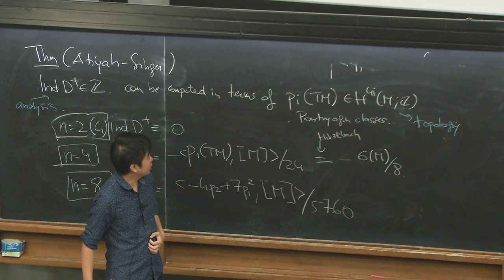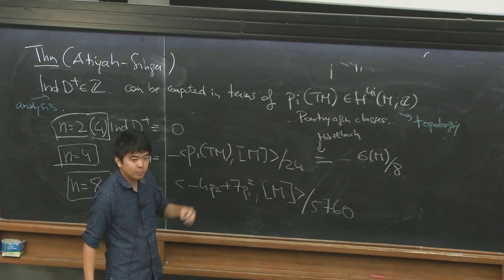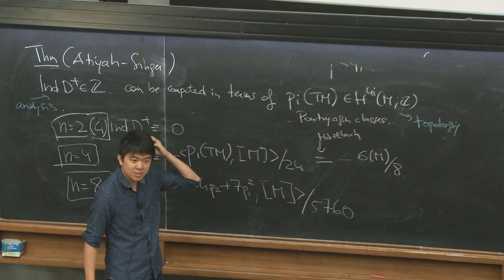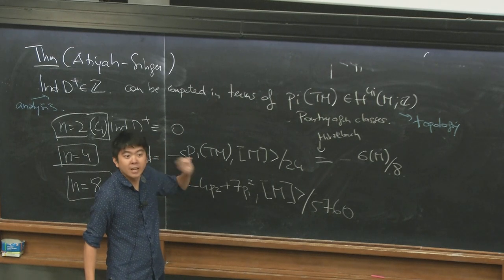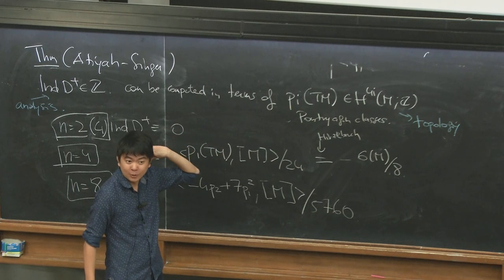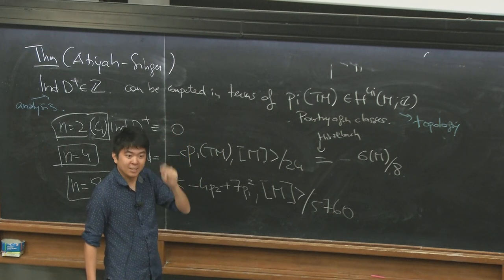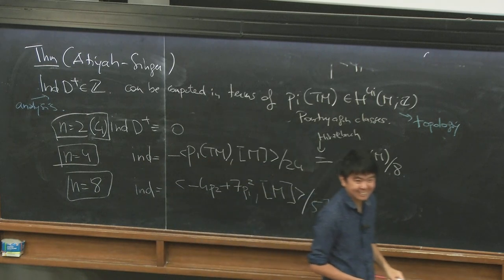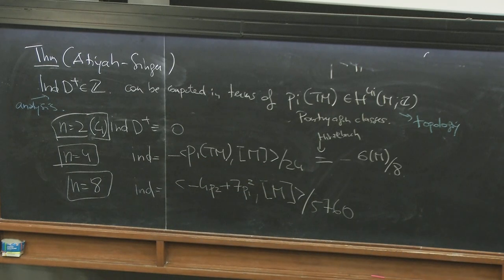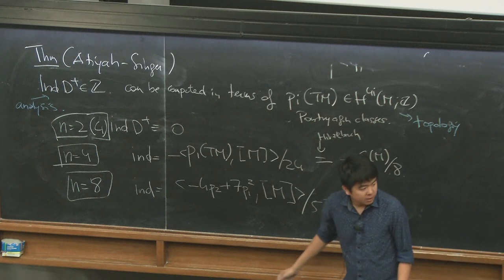So the question is, is it a homotopy invariant? I always forget the statement that the rational Pontryagin classes are homotopy invariants. That's Novikov's theorem. Yes, they're homotopy invariant. The integral ones are not, but the rational ones are.